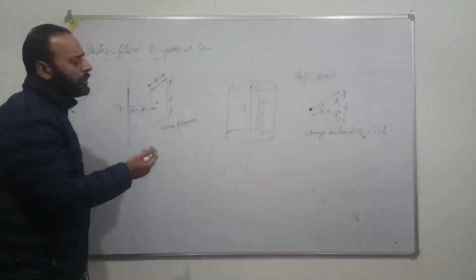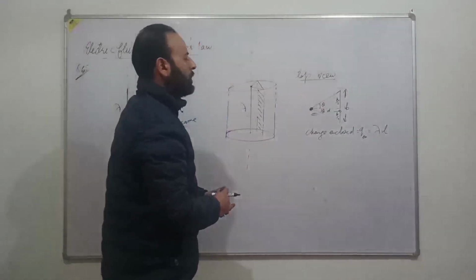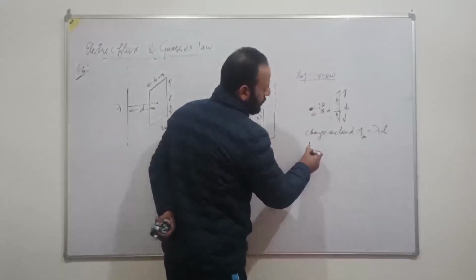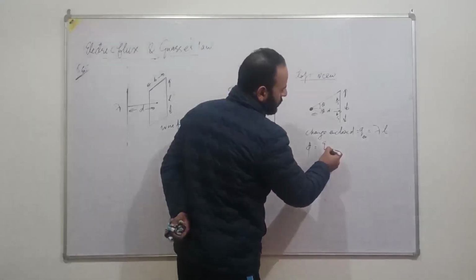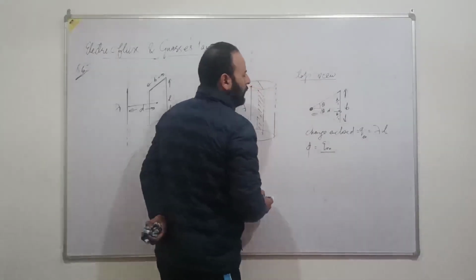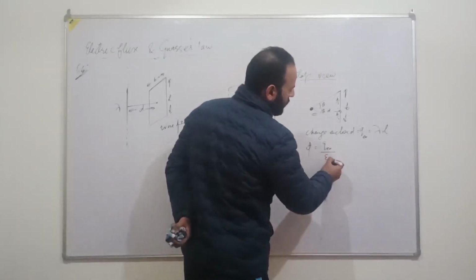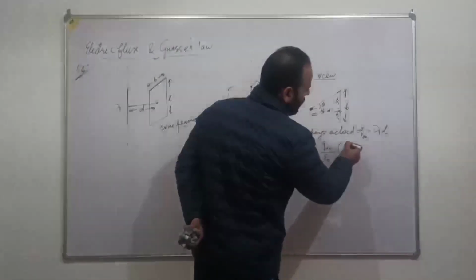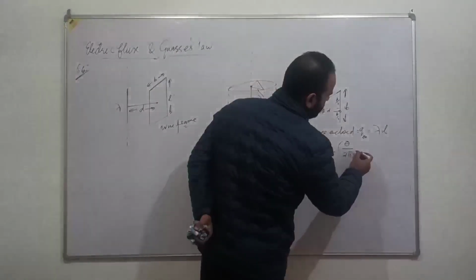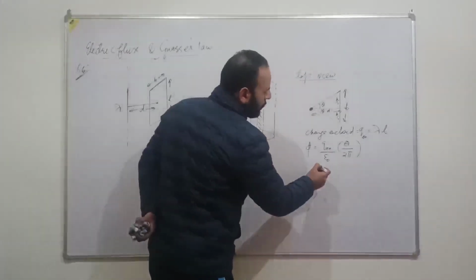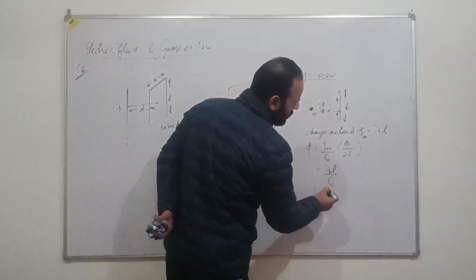Now, using the formula for two-dimensional partial flux, the flux through this is phi equal to Q enclosed divided by epsilon naught, then theta divided by 2 pi. So we can write Q enclosed as lambda L divided by epsilon naught.